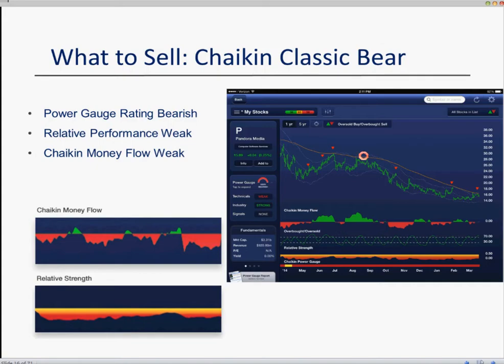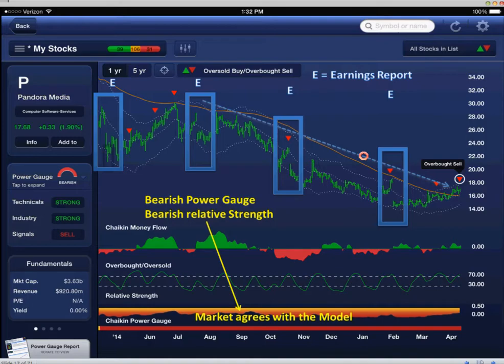Now let's look at a classic bear, and we're using Pandora as our example. Pandora is a stock with a bearish power gauge rating, weak performance relative to the market, and weak Chaikin money flow. So let's blow up the chart. And I've highlighted in blue the last 4 quarters when Pandora reported disappointing earnings. Every time the stock gapped down. Now look at what's going on at the bottom here. Bearish power gauge rating, meaning the fundamentals are not good, underperforming the market. So the market is agreeing with the model.